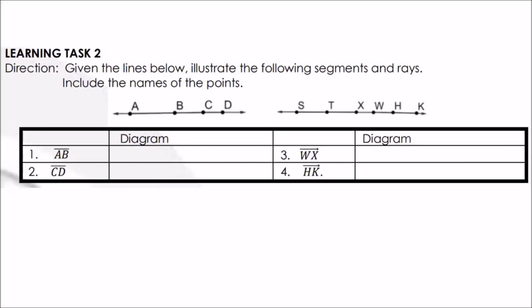In our learning task 2, given the lines below, illustrate the following segments and rays. Include the name of the points. So, line AB. Inyong makikita dito line segment. Ibig sabihin, walang arrow. Ito-draw nyo lang siya. The same with line segment CD, ray WX, and ray HK. So, based dito sa given figure, yun ang inyong pagbabasihan kung paano nyo i-draw ang 1 to 4 na given.